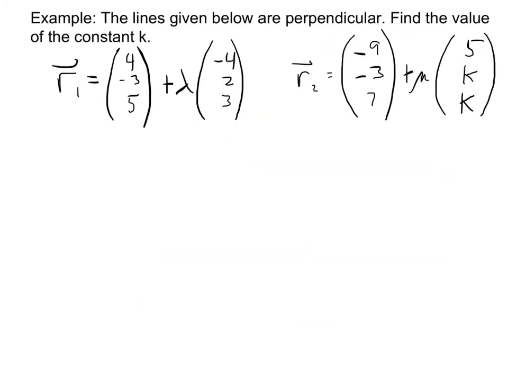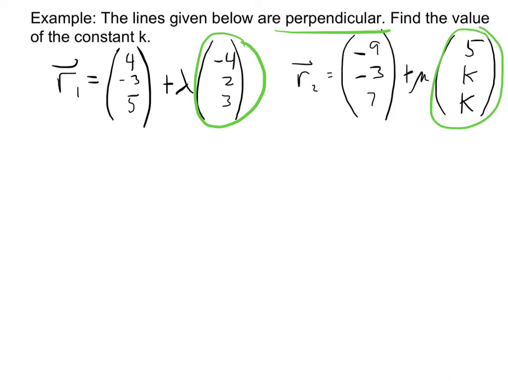So these lines are perpendicular. You're being told that they're perpendicular. They want you to find the value of k. Well, if the lines are perpendicular, it means that they meet at a right angle. It means the angle between them is 90 degrees. That means that the angle between the directional vectors is 90 degrees. Those vectors are perpendicular, and you should know what to do with that. Pause the video now and work through that.